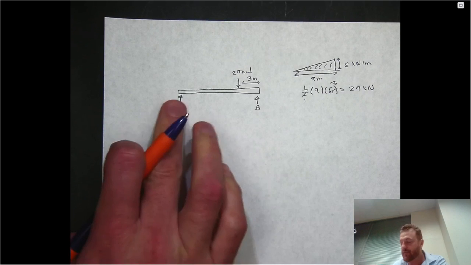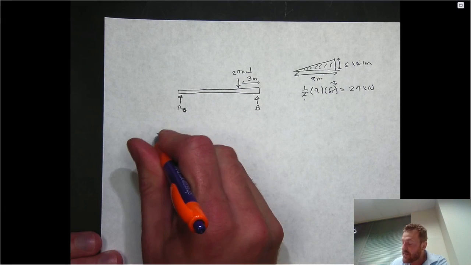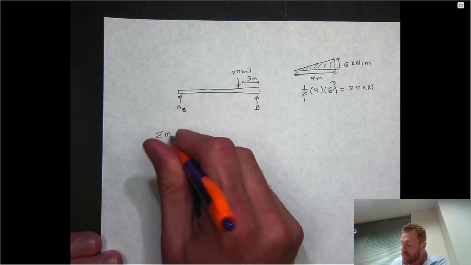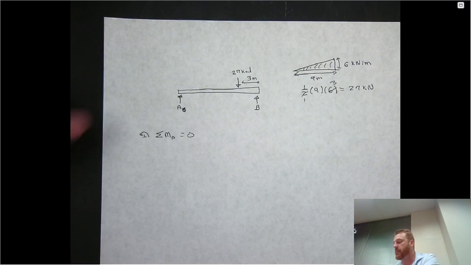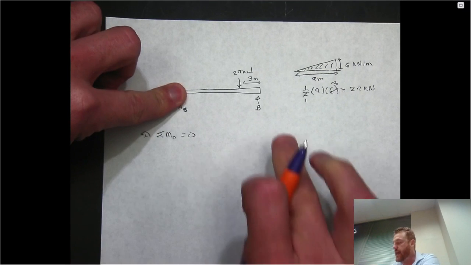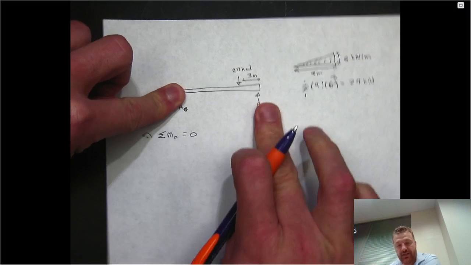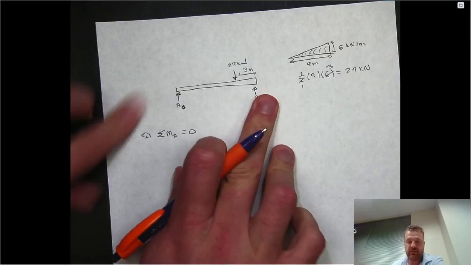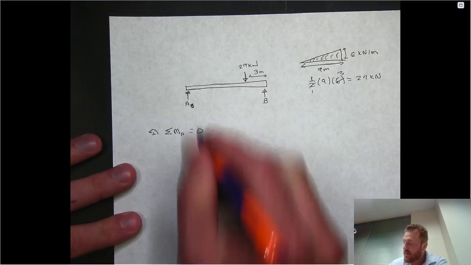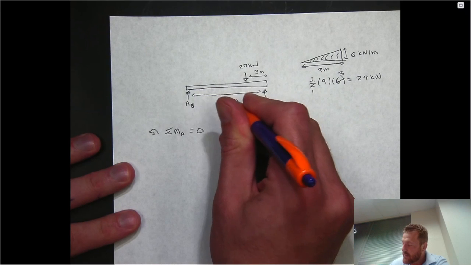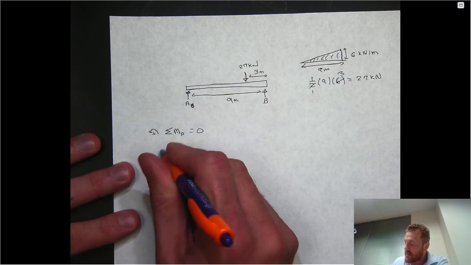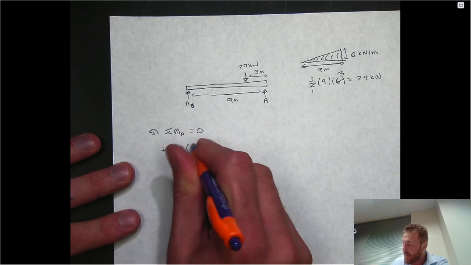I can solve or isolate the reaction at B by summing all moments about point A. You could do it the other way as well, if you'd like. And if you sum all moments about point A, what you find is that the reaction at B actually induces a counterclockwise rotation, which is positive according to our convention. Remember that the beam is 9 meters long, so that perpendicular distance for the reaction at B is 9 meters, so it's just going to be plus 9 times B.